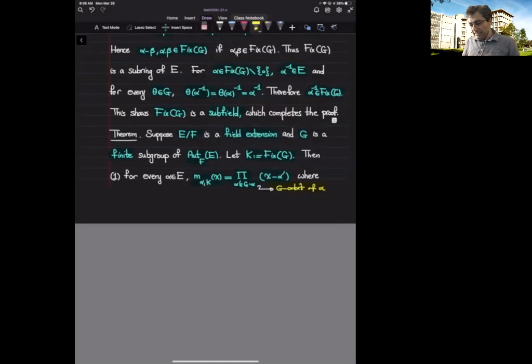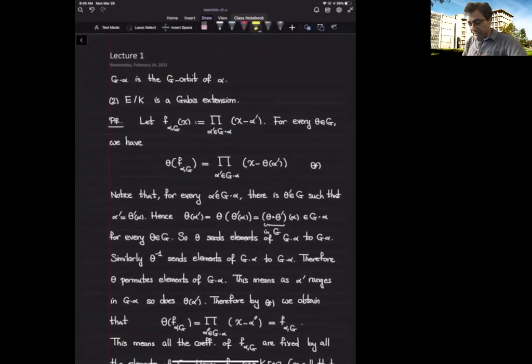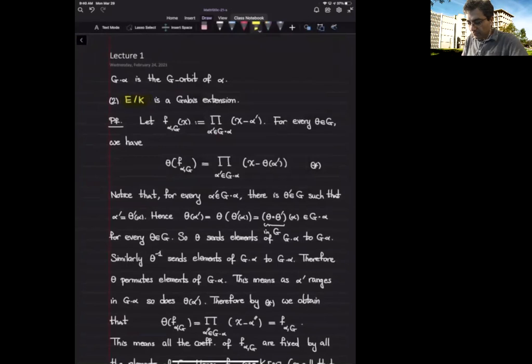So what I'm saying is that I don't need to go to the full K automorphisms of E and look at the orbit of alpha under that map. I can only consider the G orbit of alpha, and that's enough for me to get the full minimal polynomial. That's part of this result that we are going to show. And the second part is that E over K itself, E over the fixed points of this group action, is a Galois extension.